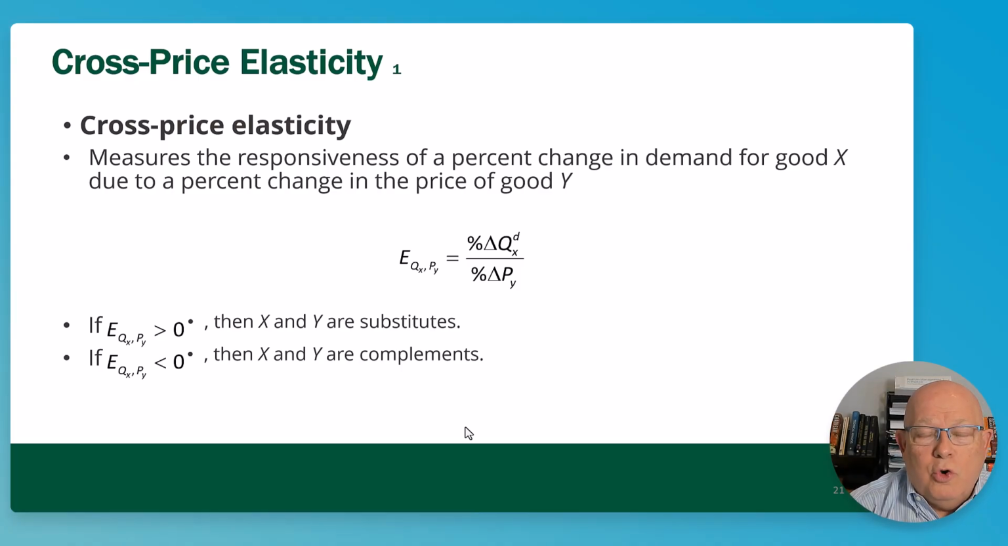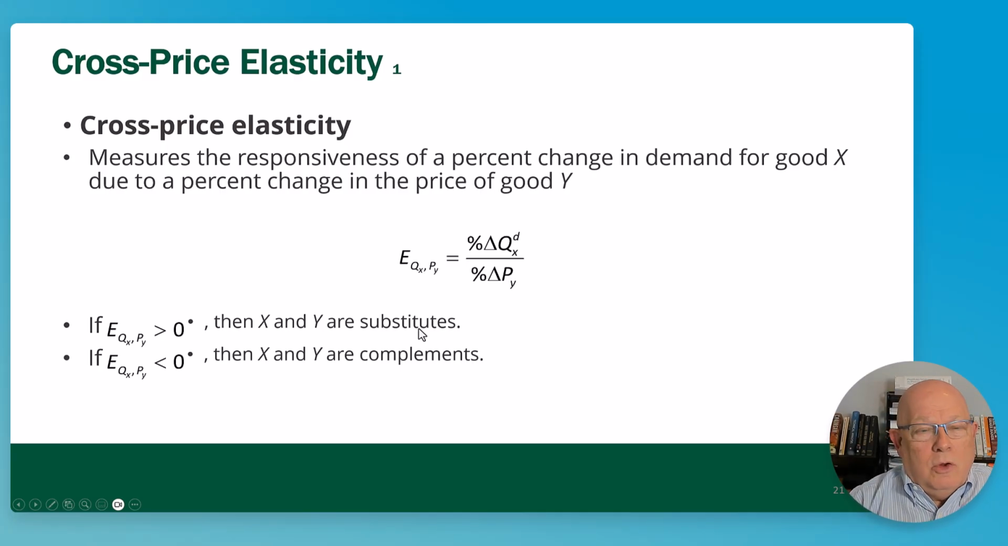Now we're going to turn to cross price elasticity. This is when we look at how changes in prices of other products affect the quantity demanded of our product. So in this case, the elasticity of the quantity demanded of X, X being our product, relative to the price of Y, which is another product. If this elasticity is positive, then that means that X and Y are substitutes.